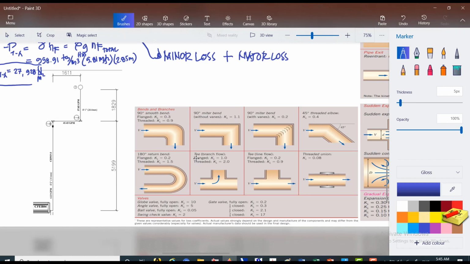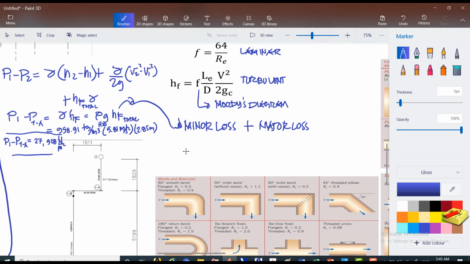So how did I know it is threaded? I will specify here. Mostly in projects, when we say threaded, that will be a threaded connection. Usually the pipe, if you have a section of the pipe here, the end of it here, you have here a threaded connection. I will show you a picture so we can fully understand.